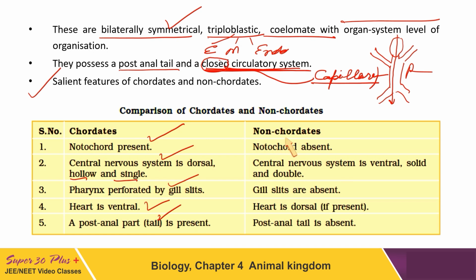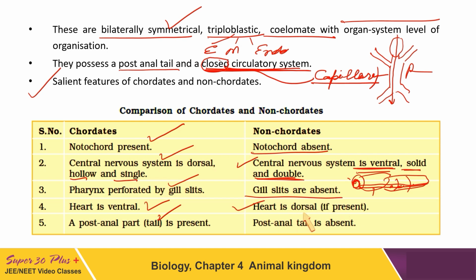If we compare non-chordates, why is this non-chordate? Because notochord is absent. The central nervous system is always ventral. You can see, if this is the body of cockroach, I am going to make this body of cockroach here. Then here is the ring. And now the ventral cord, this is double ventral cord. And each segment is having ganglia. So this is ventral nerve cord, and this ventral nerve cord is solid and double. Pharyngeal gills are absent here.